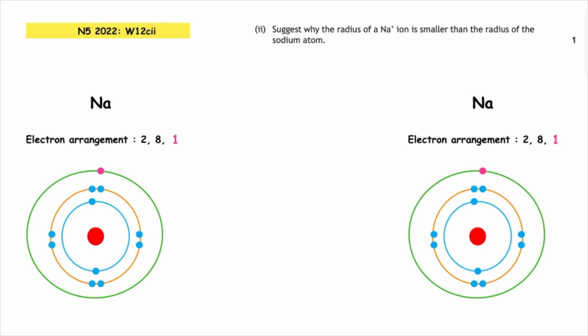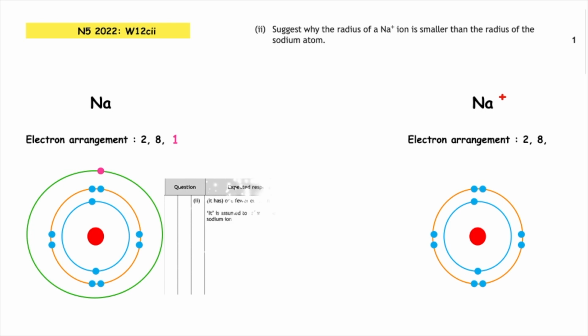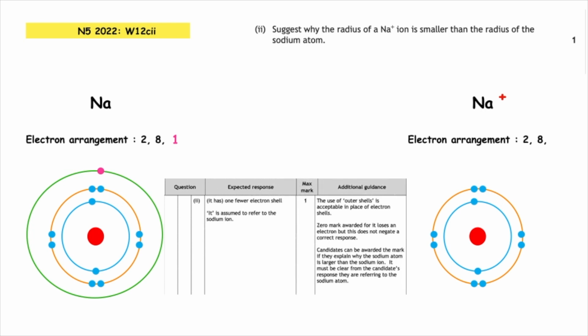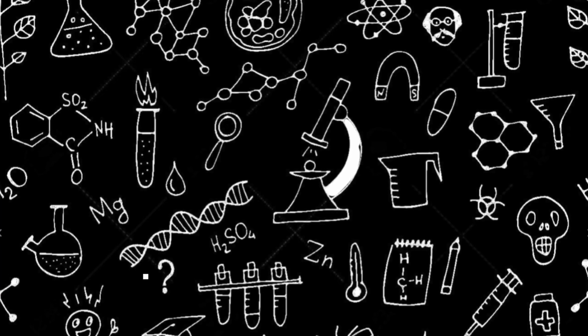Part 2 to this question suggests why the radius of a sodium ion is smaller than the radius of a sodium atom. Now, if we look at the electron arrangement of a sodium atom, it has the electron arrangement 2,8,1. We can see that it has one outer electron, and all elements want to achieve stability by having a full stable outer electron shell, so it wants to lose that one electron. The sodium ion would then have the electron arrangement 2,8. So what we can see there is that it has one fewer electron shell.